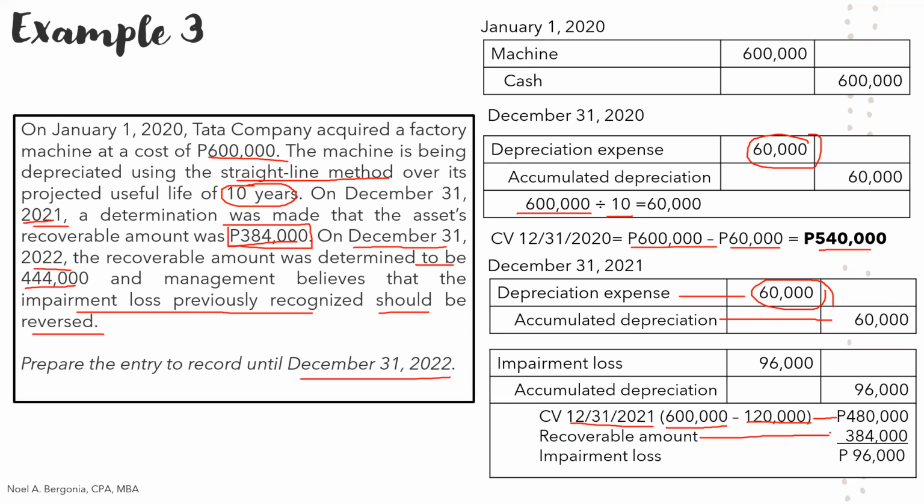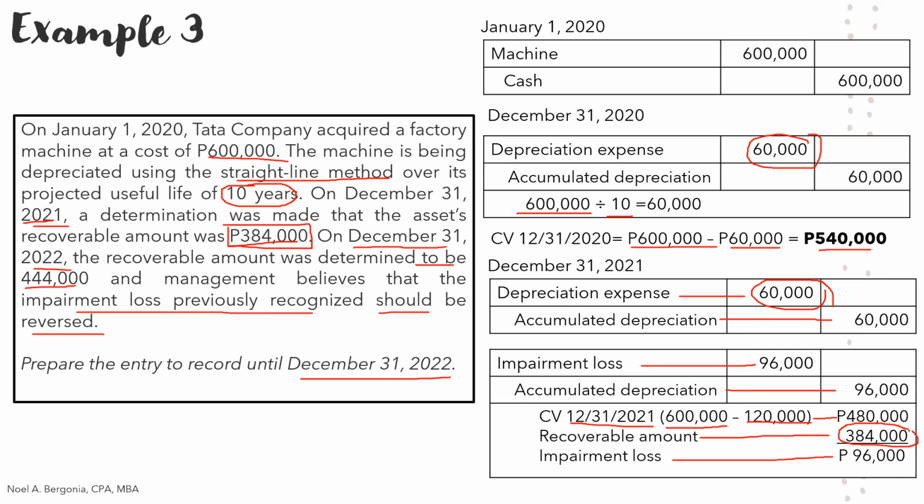So that's why we can say that there is an impairment for this machine. Okay, the impairment loss was 96,000. So the entry would be debit impairment loss 96,000 and then we credit accumulated depreciation 96,000. Okay? Or accumulated impairment. So, again, we have an impairment loss. So our new value to be depreciated on the next years would be 384,000 na po.